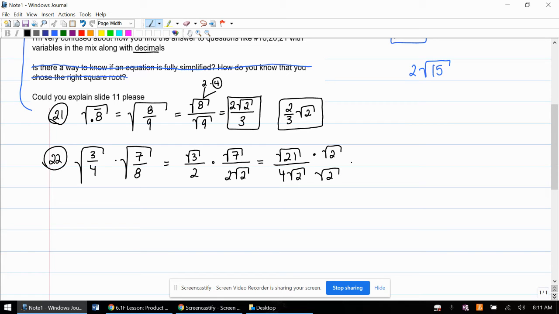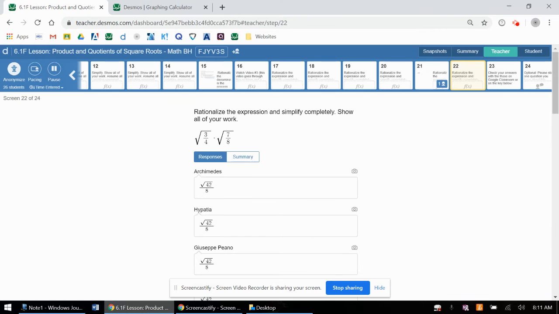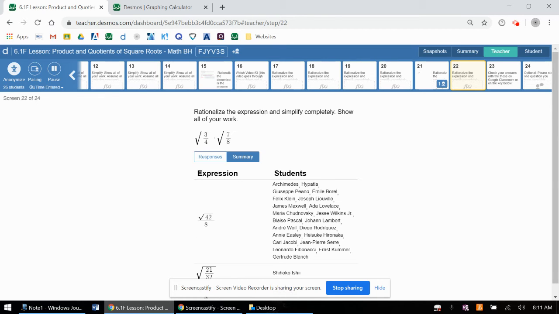Because if I do the 4, if you tried that, you realize that that was more work than what you really want to do. 4 times square root of 2 times square root of 2 is 2. So root 42 over 8. And I can't simplify that. I can't cancel these. Let's see if that's what people got. Cool. And let's see. Yep, lots of people got that.